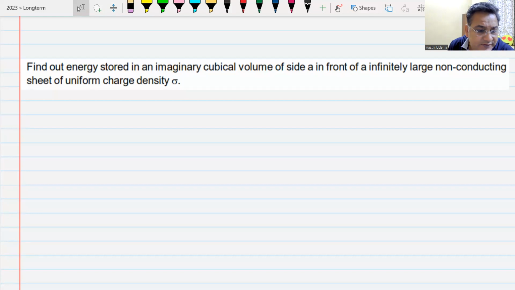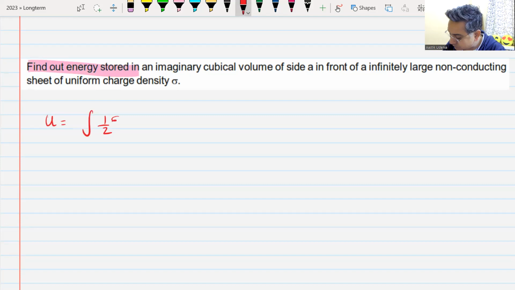So how are we supposed to do this? Anyone? Sir, we'll find total energy and then divide it by volume of cube. You have to find out the energy stored in the cube. So you have to find out the value of U. U will be the integral of half epsilon naught E square into dV. That's it. That is what you need to calculate.